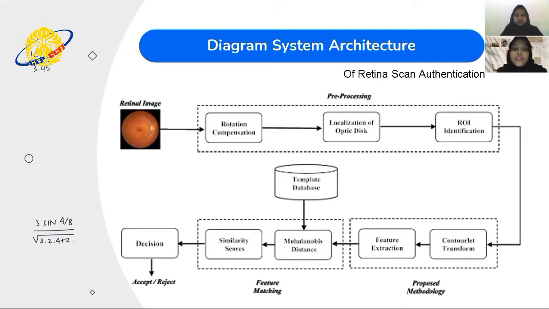And the last is feature matching stage that involves the comparison of the feature vectors, which is generated for the query image provided in the testing phase versus the stored feature vector in the database that is obtained during the training phase. It uses Mahalanobis distance to score the distance and analyze the similarity scores, and then decides to accept or reject them.